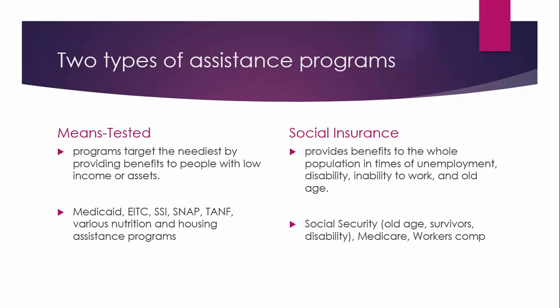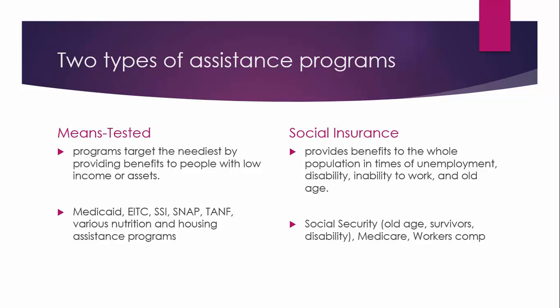The major ones here, as you can see, are Medicaid, the EITC, which is the Earned Income Tax Credit, the SSI, which is the Supplemental Security Income, SNAP, which is the Supplemental Nutrition Program, and TANF, which is basically like welfare. SNAP is like the food stamps. And these are means tested.